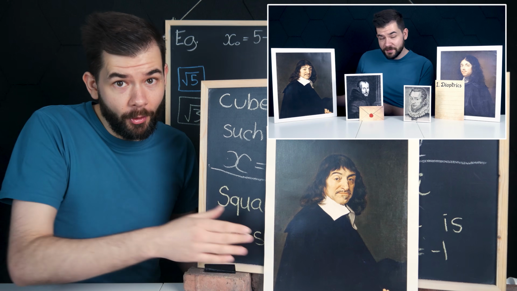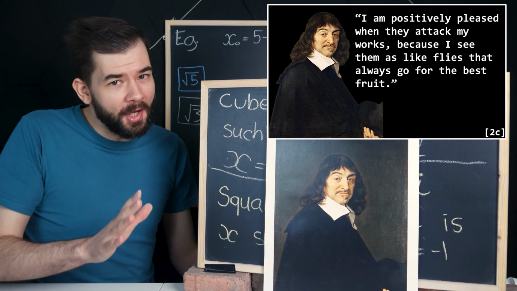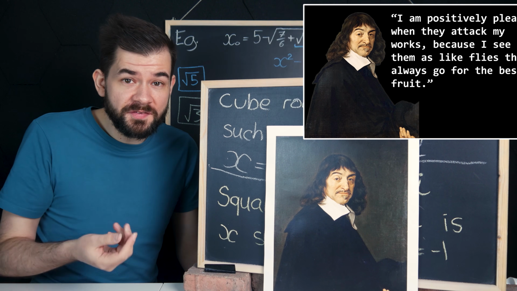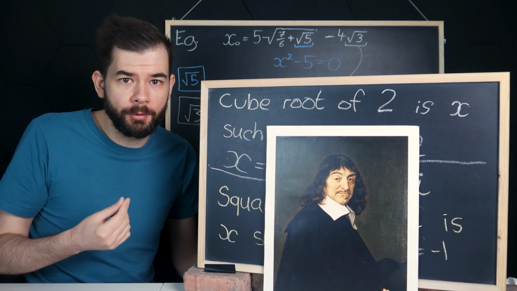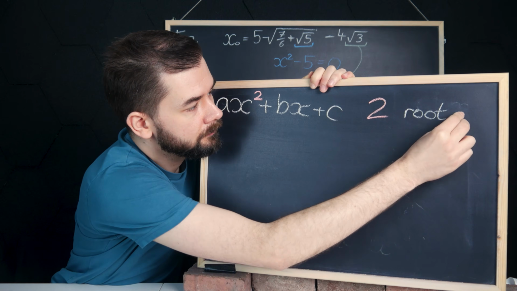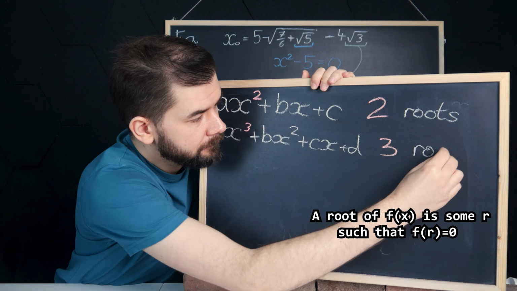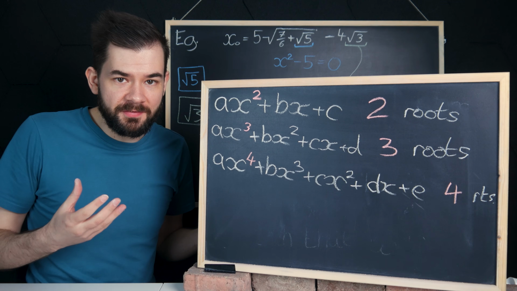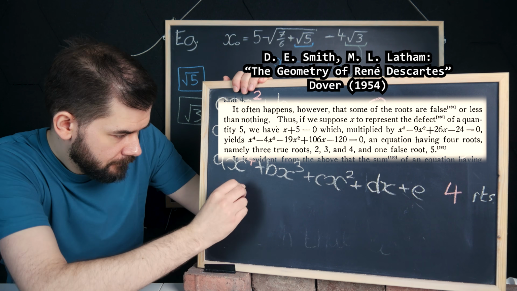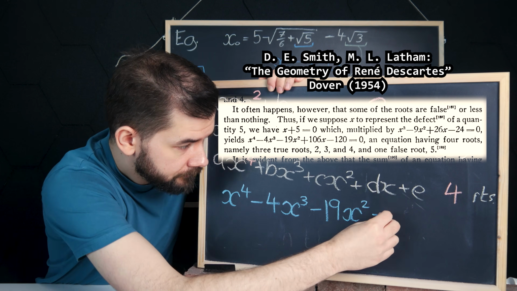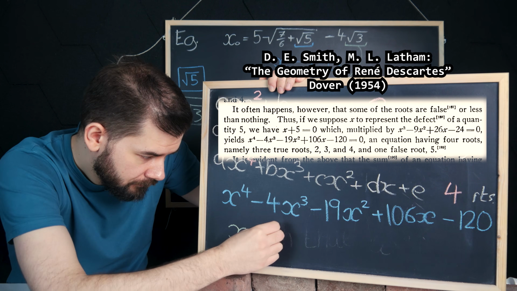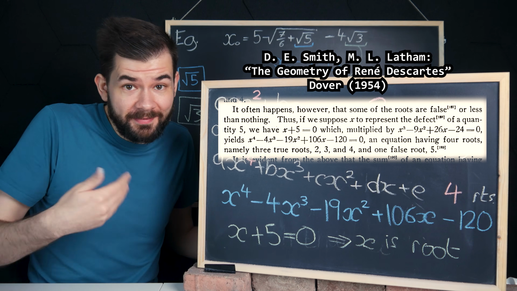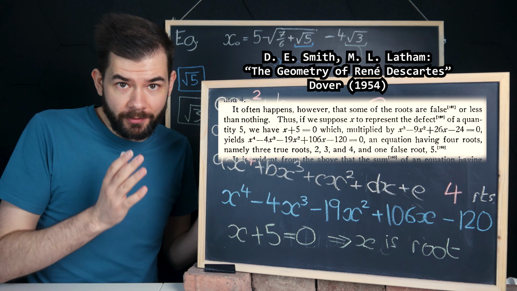If you've seen my video on his rivalry with Fermat, you know he's quite the character. In his seminal work, La Géométrie, he discusses polynomials, noting that a polynomial has as many roots as its degree. Quadratics have 2 roots, cubics have 3, quartics have 4, and so on. But he says that some of these are false roots, like this quartic here, which has a false root of the form x plus 5 equals 0, i.e. a negative. He calls them false roots because Descartes didn't consider them a genuine solution.